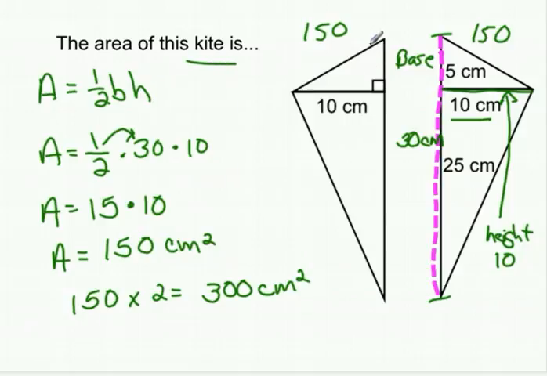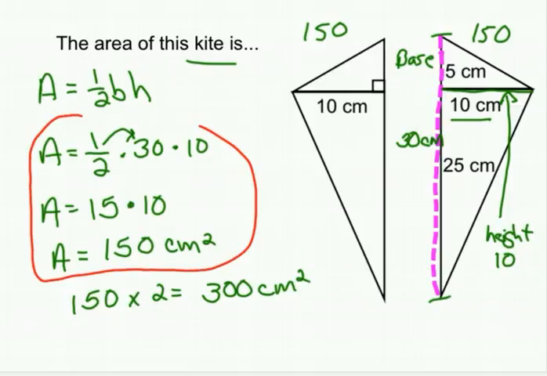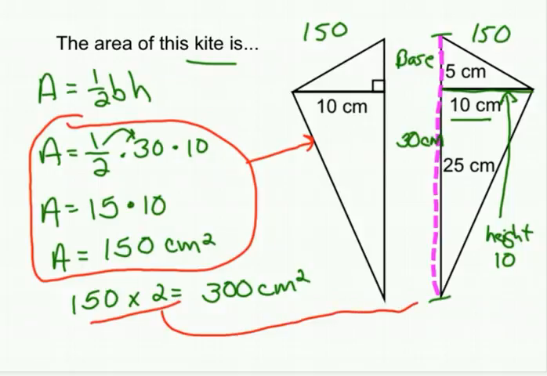You simply look at your two triangles, determine the overall base, determine the height, and then use the formula for one triangle and then double it. Okay, so the steps: you find the area of one triangle, and then you multiply by 2 to double it for both triangles. All right?